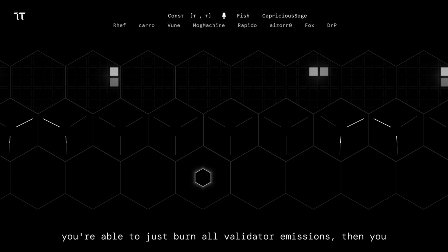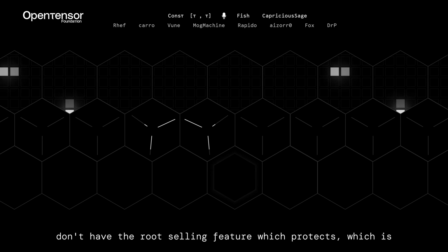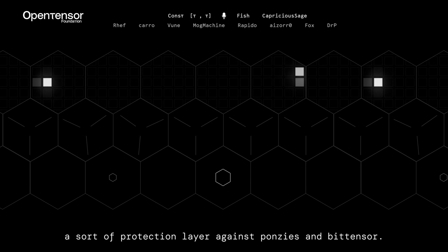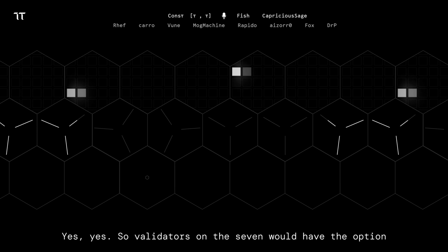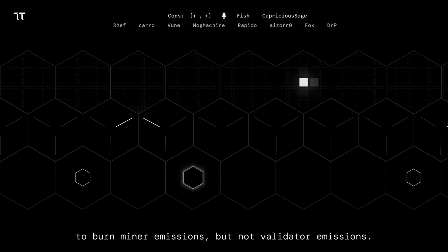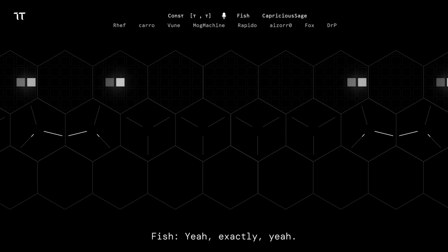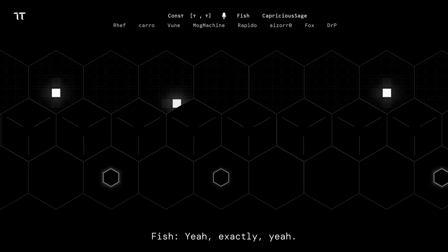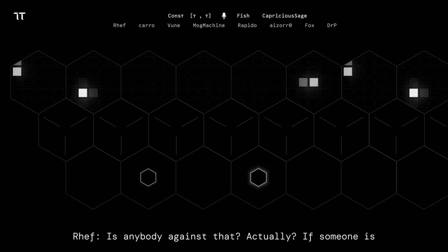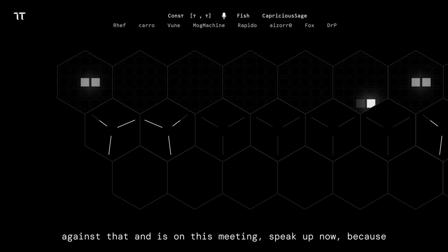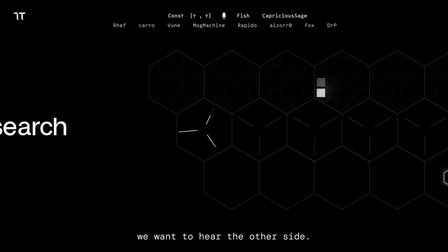So if you're able to just burn all validator emissions, then you don't have the root selling feature, which is a sort of protection layer against Ponzis on Bittensor. Yes. So validators on the Subnet would have the option to burn miner emissions, but not validator emissions. Yeah, exactly. Is anybody against that? Actually, if someone is against that and is on this meeting, speak up now, because we want to hear the other side.